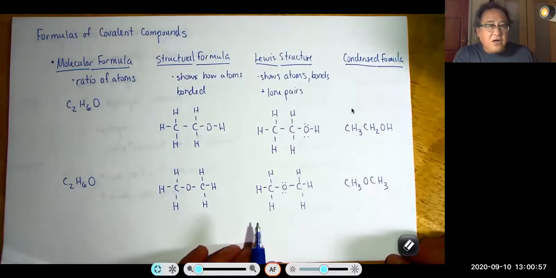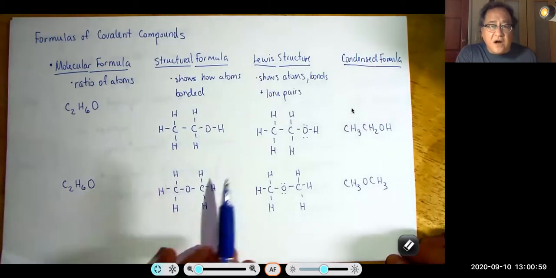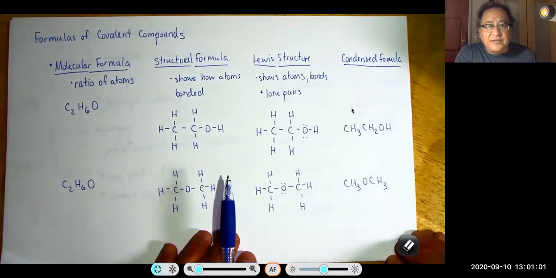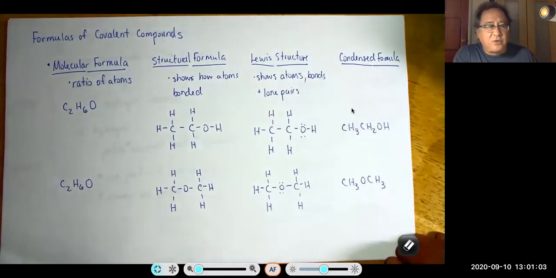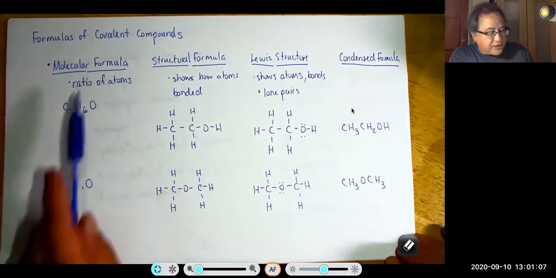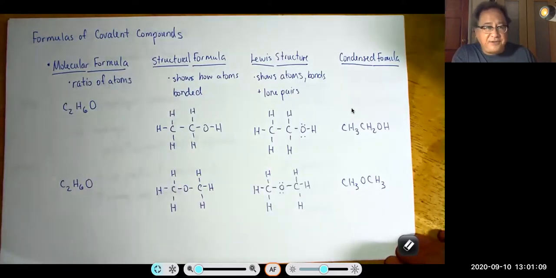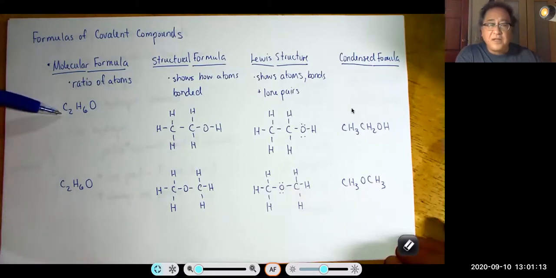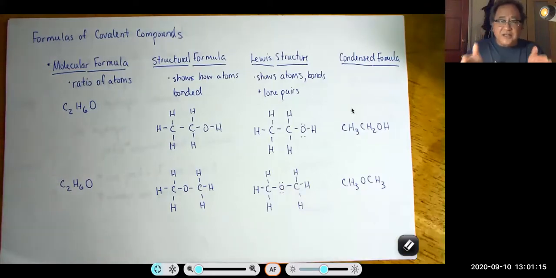Now, here we're going to focus on covalent compounds. So these are things that have molecules as their smallest unit. So here, we're looking at formulas of these compounds. This is called the molecular formula. The molecular formula is just a list of the elements and how many of each.